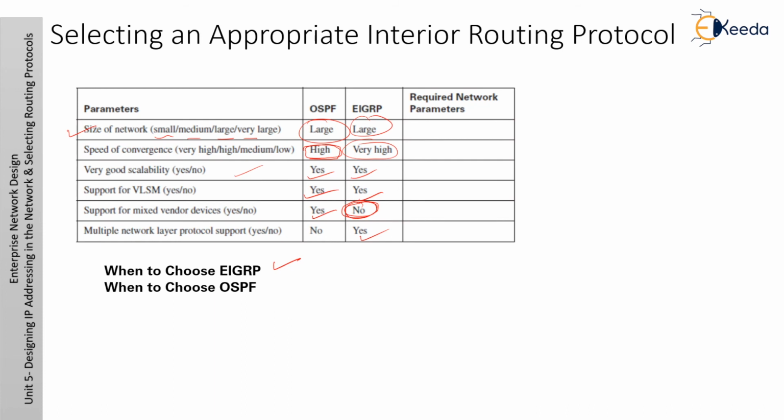EIGRP split horizon functionality can be disabled in an NBMA environment. EIGRP is not suitable for a dial-up environment because it must maintain a neighbor relationship using periodic hello packets. Sending these packets would mean that the dial-up connection would have to stay up all the time.